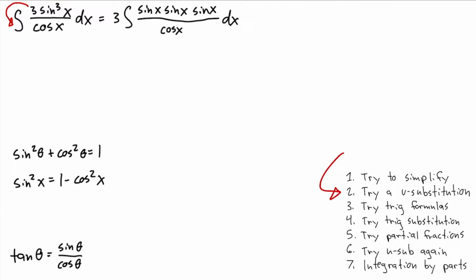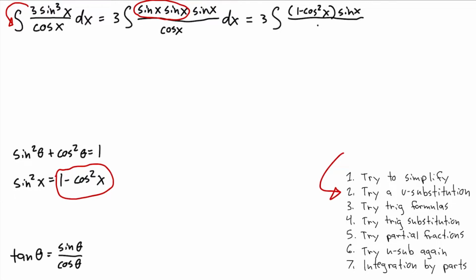Okay, so we can take 2 of these sine of x's, it doesn't matter which ones, and convert them into something else. Specifically, this 1 minus cosine squared of x. Okay, let's go ahead and do that. And be sure to use parentheses when you do it. Okay, and we've got cosine of x.